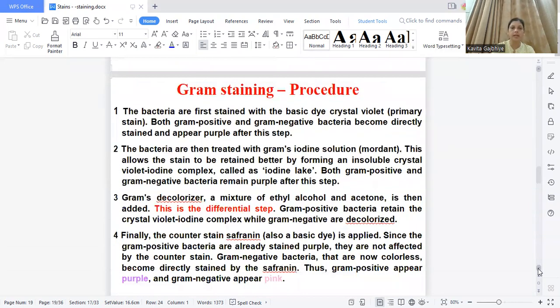So what is actually the gram staining procedure? First, the bacteria are stained with the basic dye, for example crystal violet, the primary stain we already discussed in the previous slide, and both gram-positive and gram-negative bacteria become stained and appear purple. The bacteria are then treated with gram iodine solution, which is the mordant, and this allows the stain to be retained better by forming an insoluble crystal violet iodine complex.